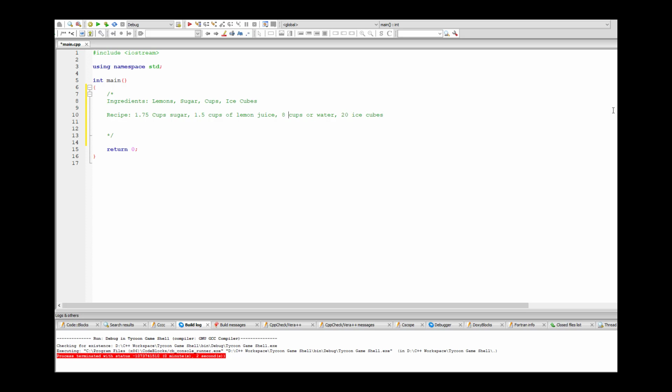Actually, we will need 8 cups of water, but we will also need 10 cups, so 1 cup for each cup of finished lemonade that we're going to be making. Now, this 8 cups of water is not going to be included because in the game we're going to assume that the water is free, and so you can have an unlimited amount. So essentially we're going to have 1.75 cups sugar, 1.5 cups lemon juice, 20 ice cubes, and 10 cups. That will make 10 cups of lemonade.